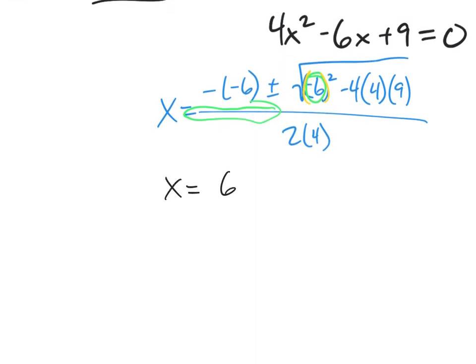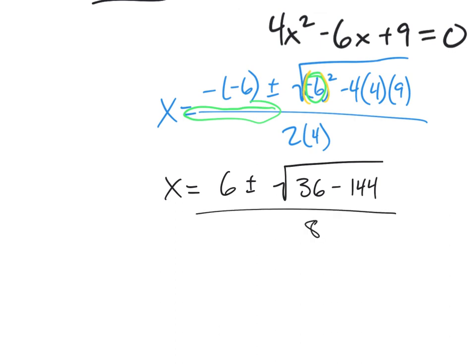So x equals 6 plus or minus the square root of 36 minus 4. Let's figure out what all that stuff is. 4 times 4 is 16. 16 times 9 is 144. I just used my calculator and paused the video while I was recording that. And then divide by 8. Okay, 36 minus 144 is negative 108. So I can write 6 plus or minus i times the square root of 108, all divided by 8.